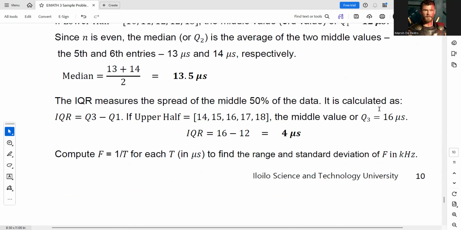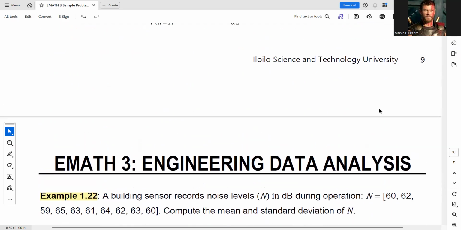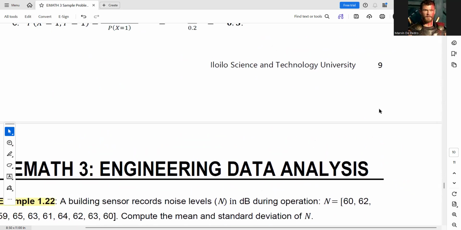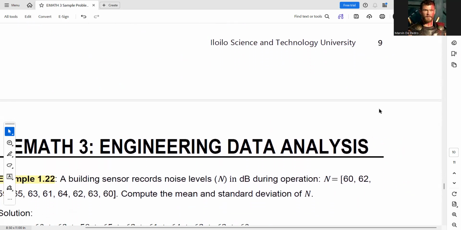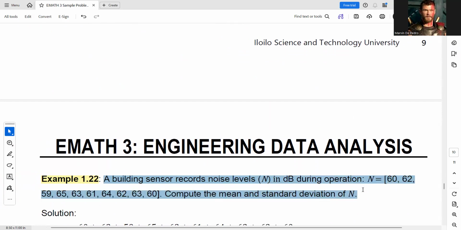So we have these three sample problems that I highlighted. First of which is this one, example number 1.22. I'm going to hide a bit the solution. Right, it's down here. It says a building. Okay, let me highlight.